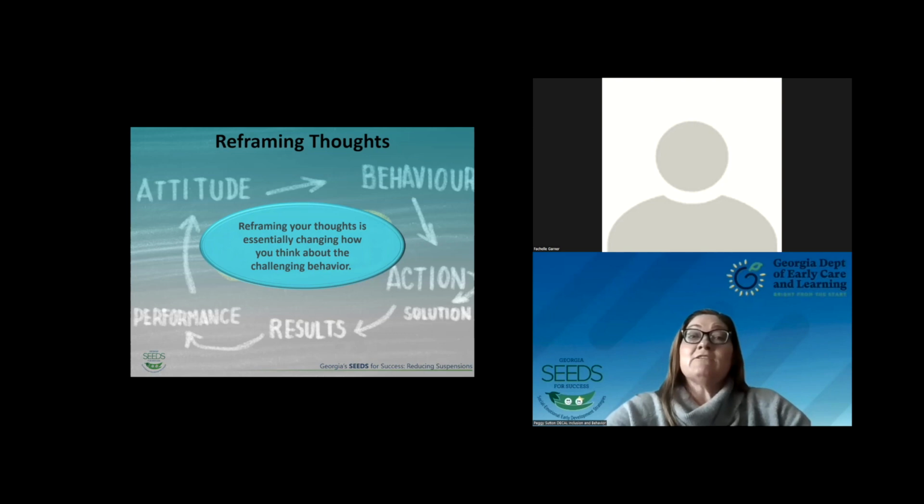But when we view challenging behavior as actions children are using to get their needs met, or a way to communicate that there is a needed skill missing, then we will be able to reframe our thoughts about the challenging behavior and respond in positive ways that will meet the child's need and/or nurture those skills that might be missing.